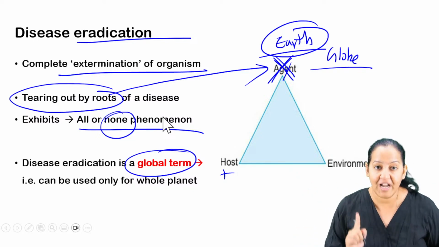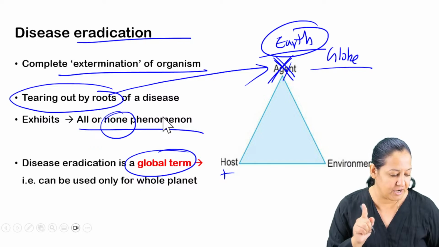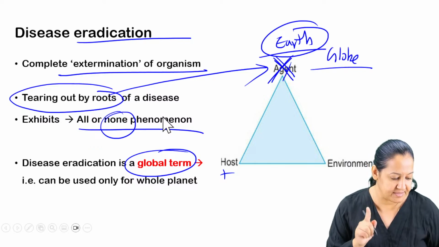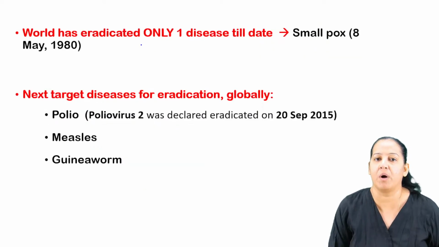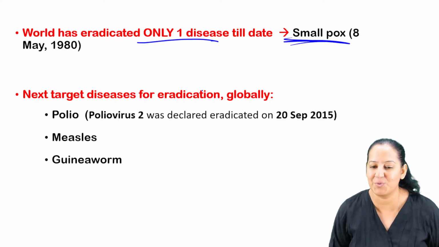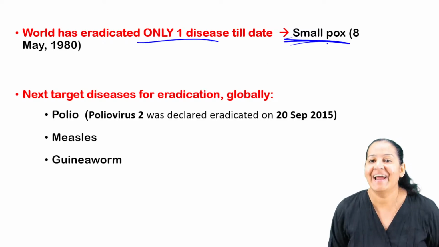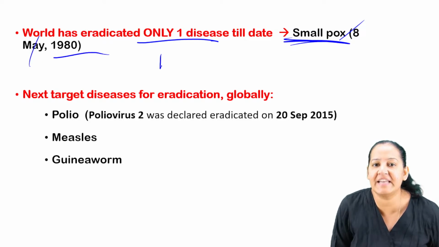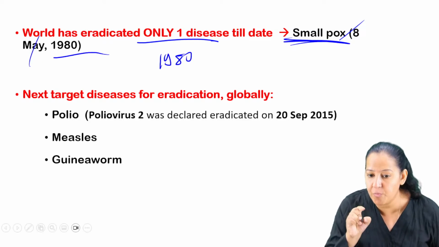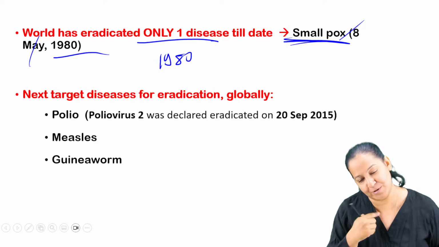entire earth. So till date, only one disease is eradicated from the world. Only one disease is eradicated from the world. Name of that disease is smallpox. What is that historical date? It is 8th May 1980. 1980, before you were born. By the way, before I was born. I'm also born after 1980.